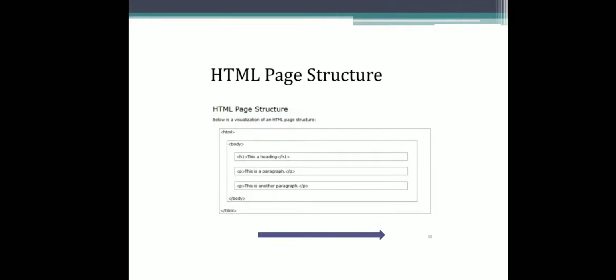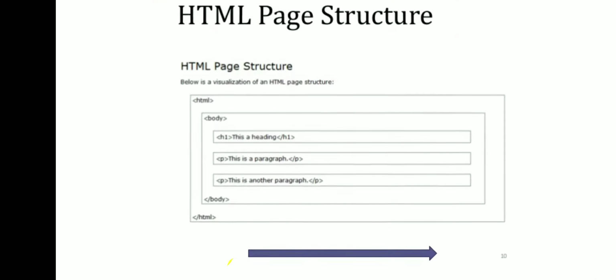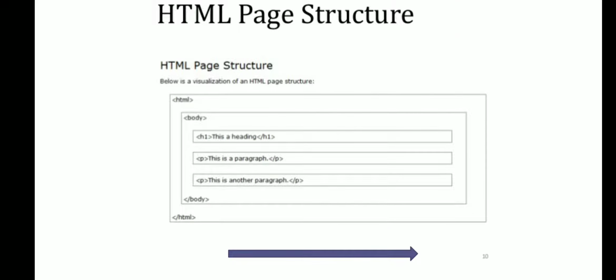Next we'll see the HTML page structure, that is, how you are going to write the code of the HTML page. It should always begin with the HTML tag, then body. The body is the main part which contains the information on the web page. In this structure we are using an H1, which is the heading. H1 is the largest heading here. P is the paragraph. Again we are using another paragraph here.